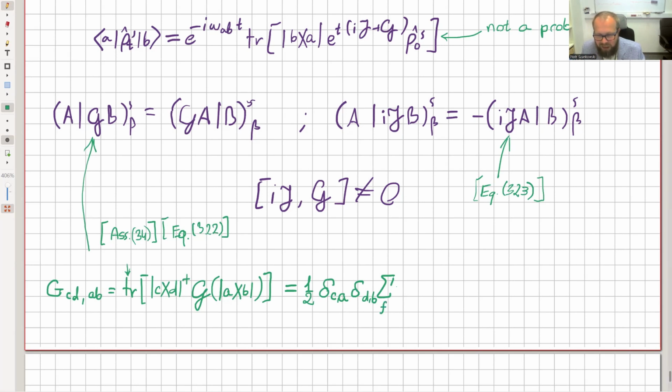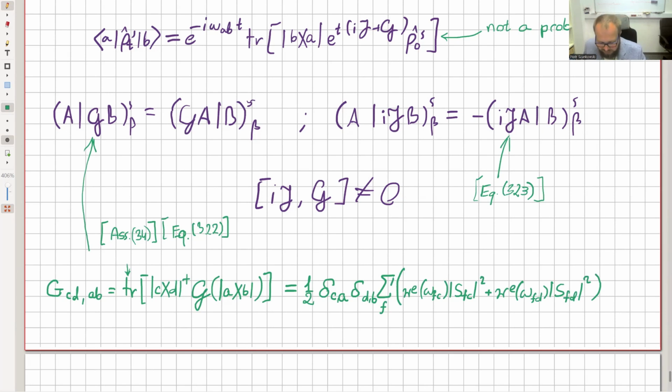But the coefficient is a sum over indices F, and you have here a combination of transition rates at frequencies omega FC and omega FD, with matrix elements of the coupling. And a transition rate always comes with the corresponding modulus square of the coupling operator.